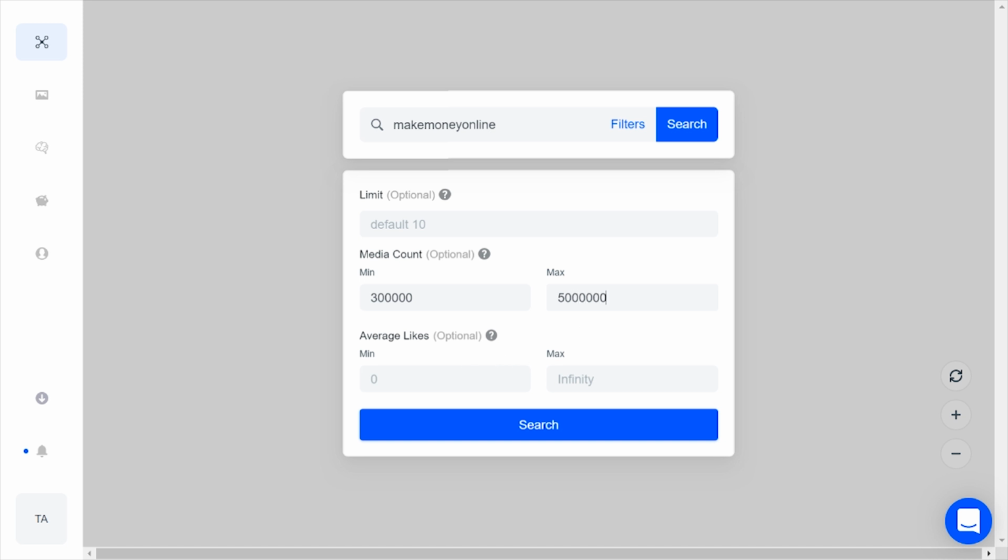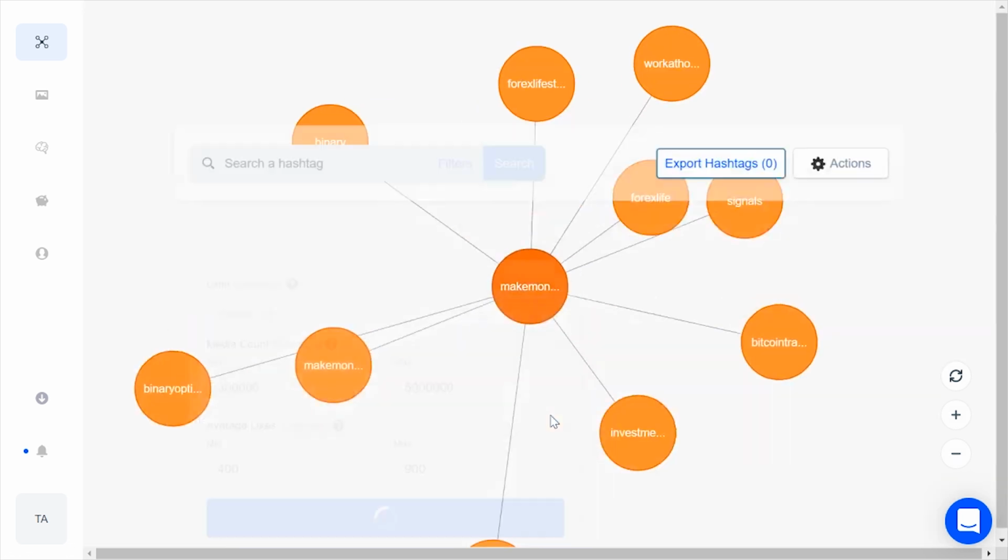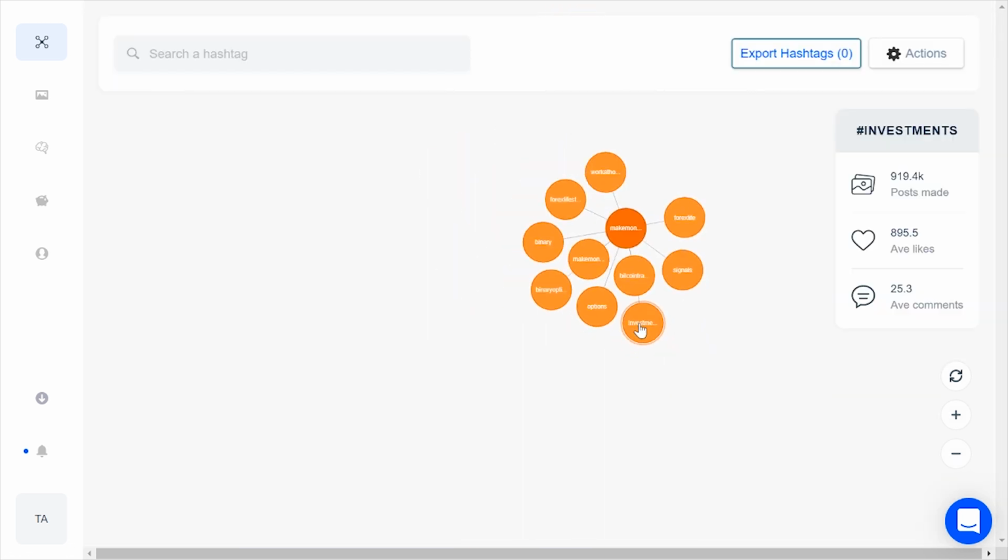Boom. So then average likes. If you know that your pictures don't get more than 700 likes after 24 hours, you want to put the average likes here on 400 to 900, somewhere in between, so that you can rank for posts a bit bigger. Then you just hit search. Boom. And now Flick is going to generate 10 similar hashtags to the make money online hashtag.